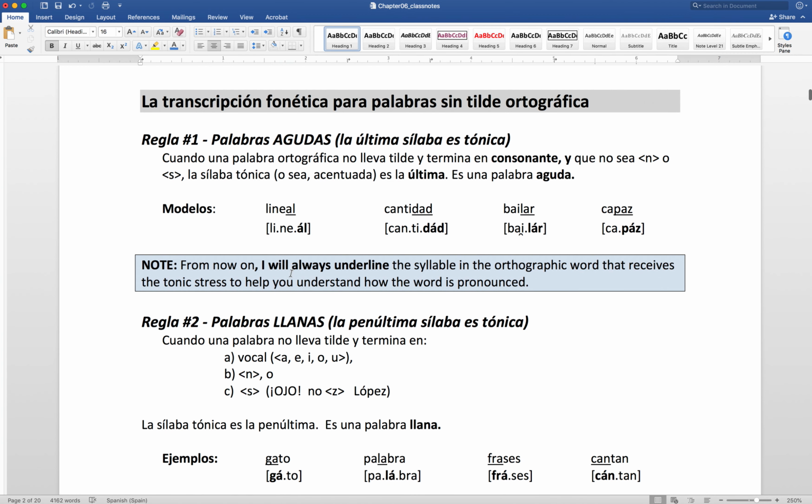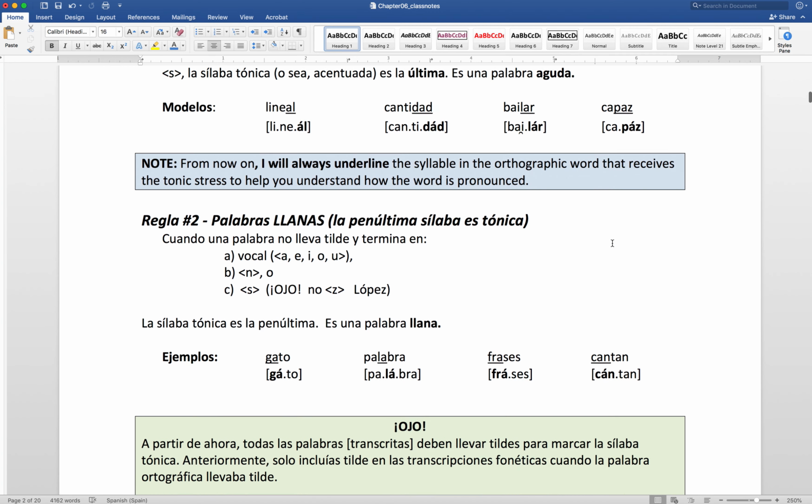I do have a note here. I will always underline the syllable in these orthographic words to show you where the tonic stress is, just to help those who maybe have never heard the word before, and also to help those who maybe have been pronouncing the words incorrectly all these years.